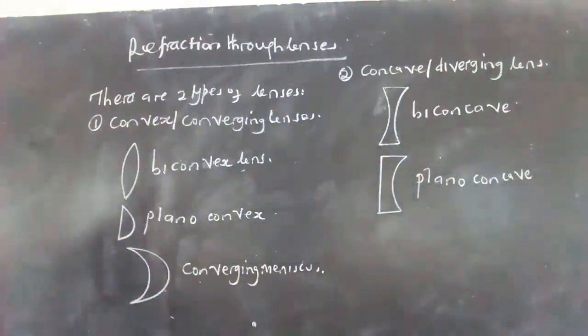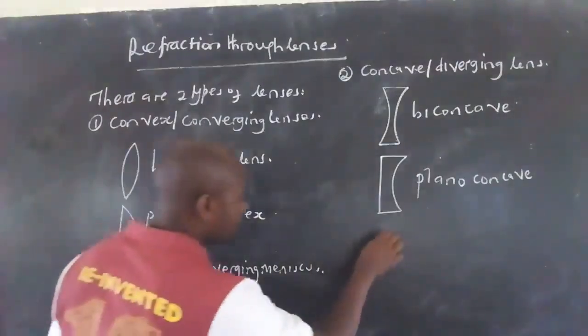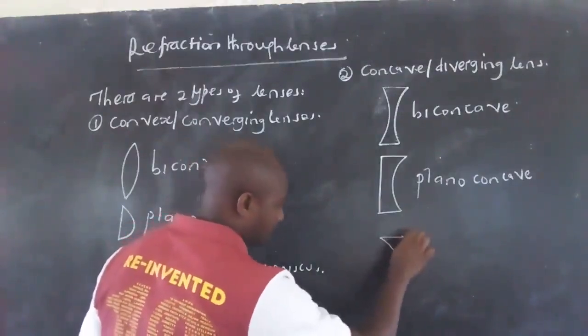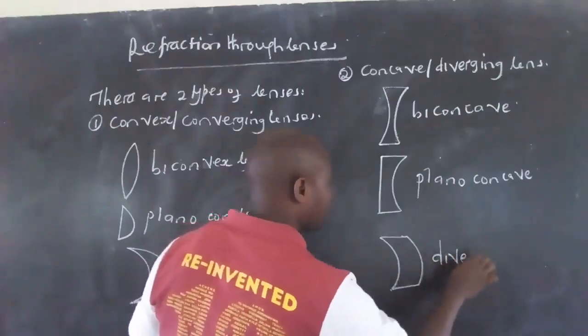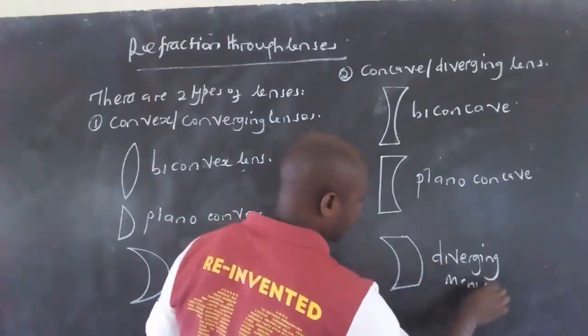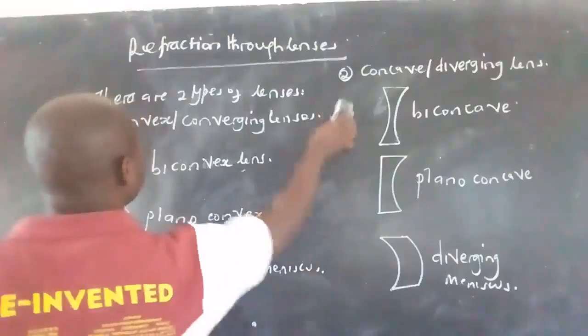Then we also have the diverging meniscus, which is like this. This is the diverging meniscus.